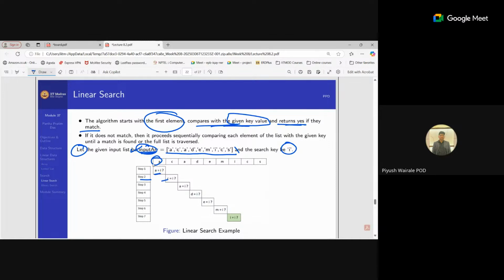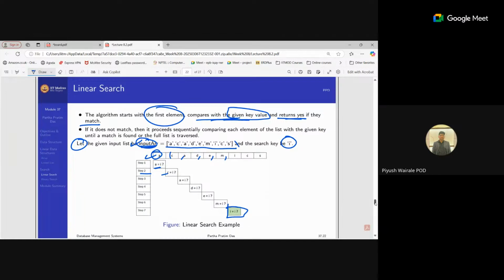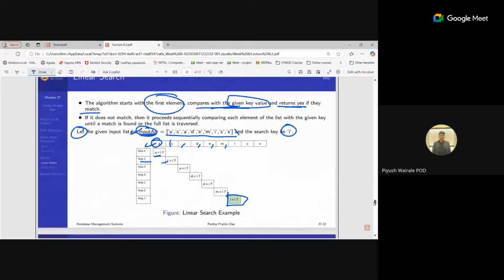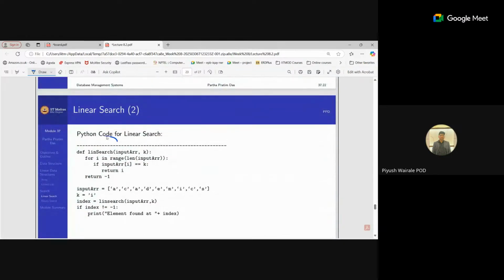In this way, we'll compare the required key with each and every element like this. And here we can see we will find the particular key. So we'll say, okay, this is true, or yes, the key is present in this particular list. That's it. So that is the simple concept of linear search. As the name suggests, we are going to search for the key in a linear manner. As of now, just understand this particular case, and you can see a Python implementation of this for the linear search.